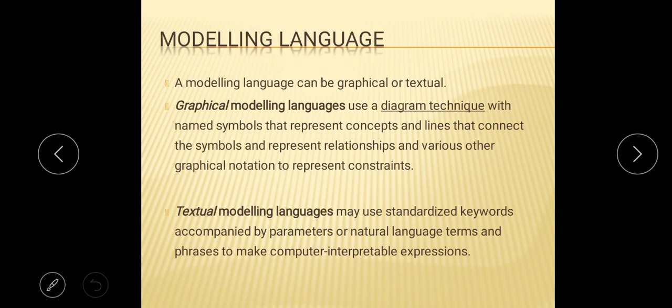Graphical modeling languages use a diagram technique with named symbols that represent concepts and lines that connect the symbols and represent relationships, and various other graphical notation to represent constraints. Textual modeling languages, on the other hand, may use standardized keywords accompanied by parameters or natural language terms and phrases to make computer interpretable expressions.